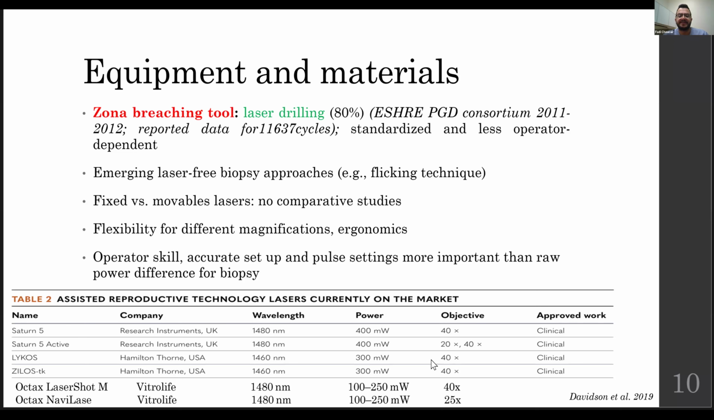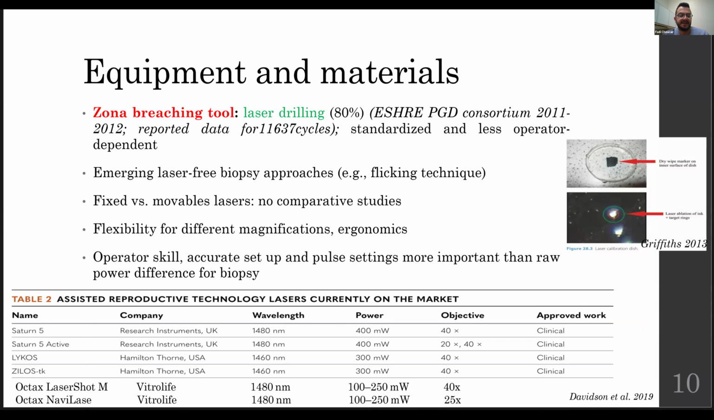Importantly, the operator skill, the precise system setup, and optimized pulse settings have a greater impact on the biopsy outcomes than the absolute laser power. Here we see different laser powers. Those are not significant enough to determine which one is better for trophectoderm biopsy. So they perform the same. What's important is the operator skills, the accurate setup, and the pulse settings during performance of trophectoderm biopsy.